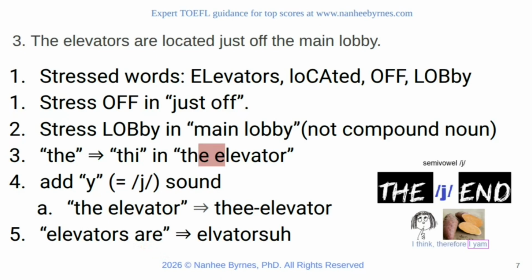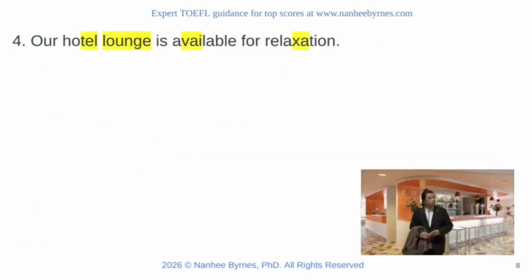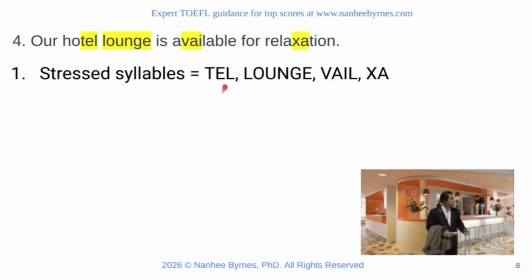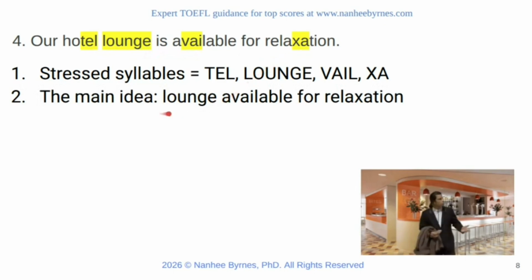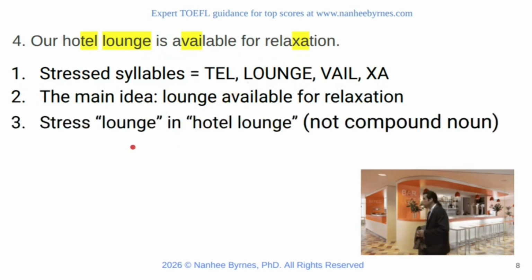Our hotel lounge is available for relaxation. The stressed words are hotel, lounge, available, relaxation. The main idea of the sentence is lounge available for relaxation. Now repeat after me. Our hotel lounge is available for relaxation.